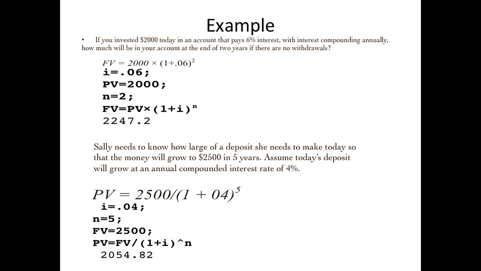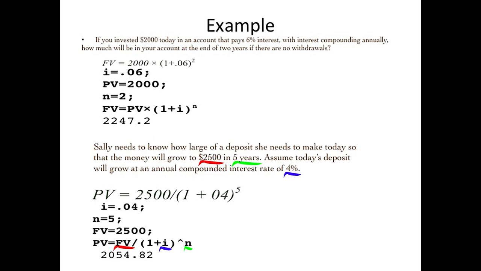Sally needs to know how large of a deposit she needs to make today. So that tells you that we need to calculate the present value. That's code for present value. So that the money will grow to $2,500 in 5 years. That's code for the $2,500 being the future value. And then n equals 5, and the interest rate is given to you at 4% over each of those annual periods.